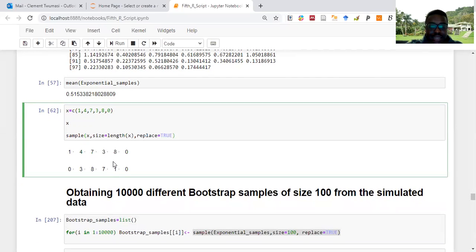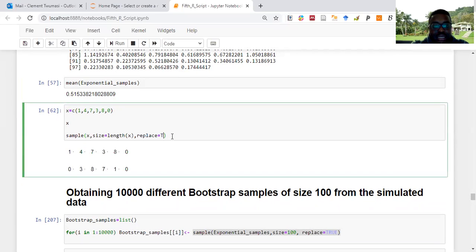With replacement means that it's possible I can select 0 and get it again. So as you can see, 0 was selected again, because with replacement, it means that after selecting the first 0, I put it back before I take another sample. And that is what replace equals true does.